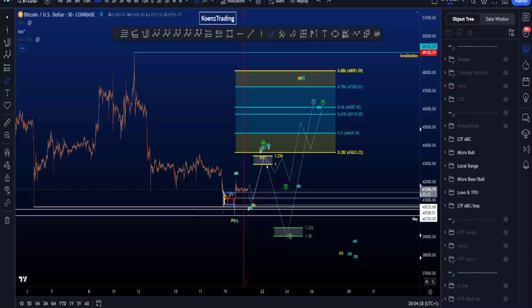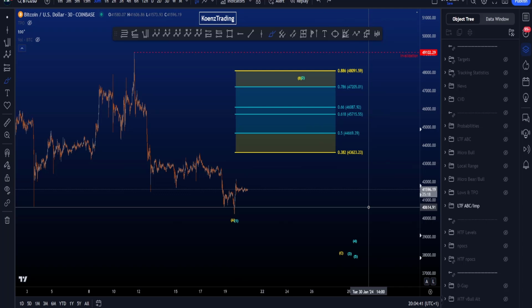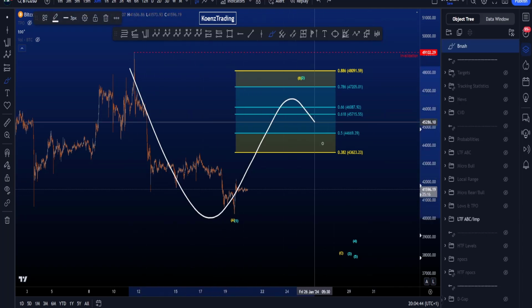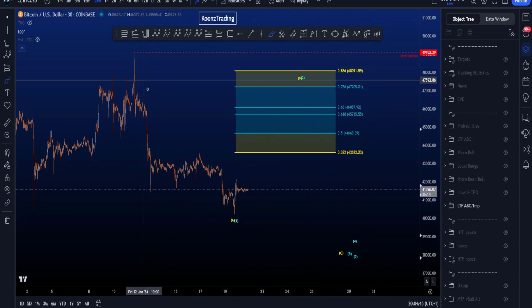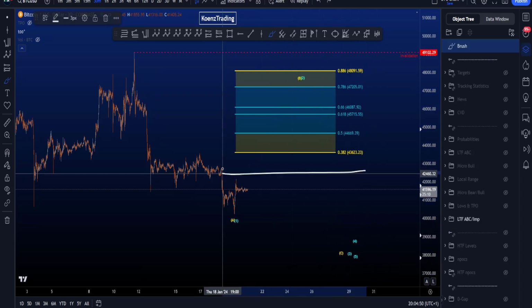Hi everyone, let's go over my bullish and bearish Elliott Wave scenarios on Bitcoin. Generally, we are looking for this scenario here, ABC to the downside, or an impulsive structure in a wave 1, 2, and then a wave 3 for much lower prices to come.